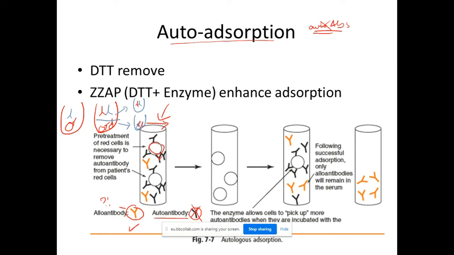طيب الحين صار عندي cells sensitized cells. طيب أنا بفكهم عشان السيلز نفسها بستخدمها زي ما قلنا مغناطيس. الحين أنا بفك الأوتو أنتي بودي من البيشنت سيل. وش بسوي؟ وش اسم التكنيك سميناها؟ absorption. لا بفكها I will elute.